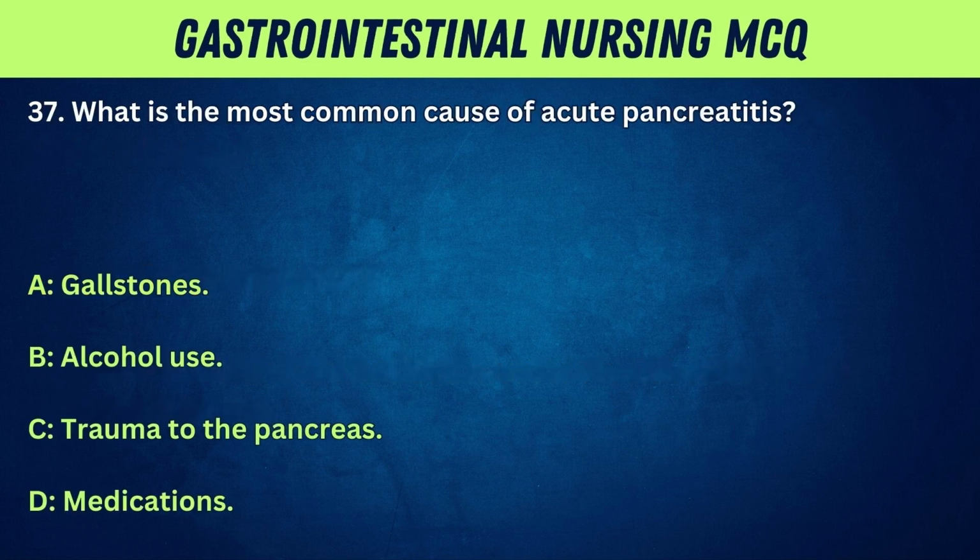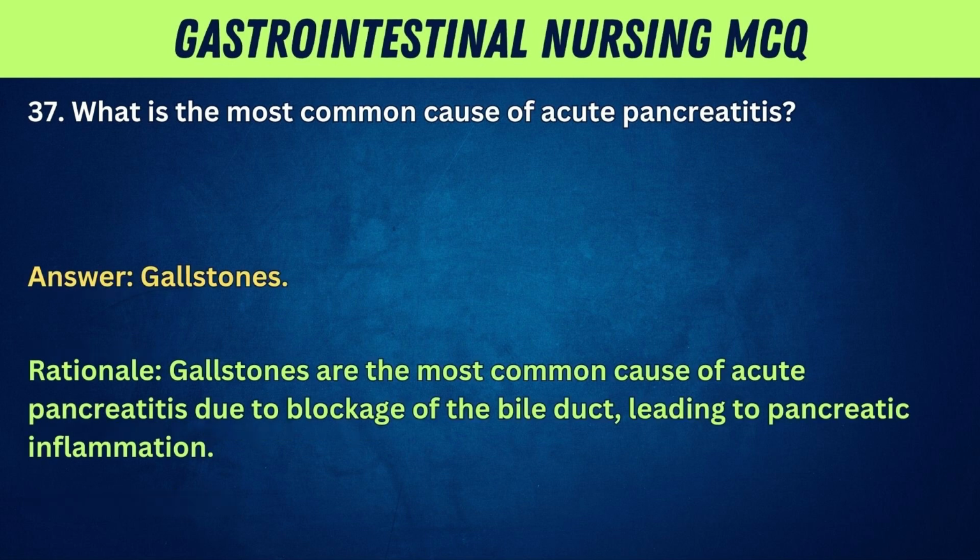37. What is the most common cause of acute pancreatitis? A. Gallstones. B. Alcohol use. C. Trauma to the pancreas. D. Medications. Answer: gallstones. Rationale: gallstones are the most common cause of acute pancreatitis due to blockage of the bile duct, leading to pancreatic inflammation.